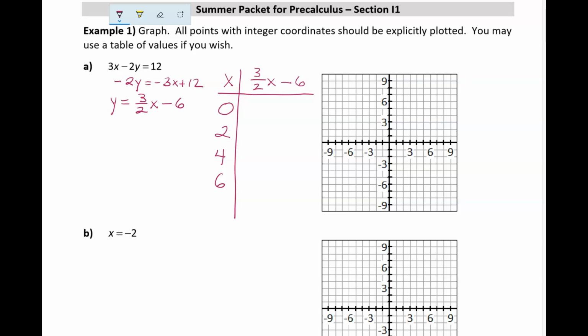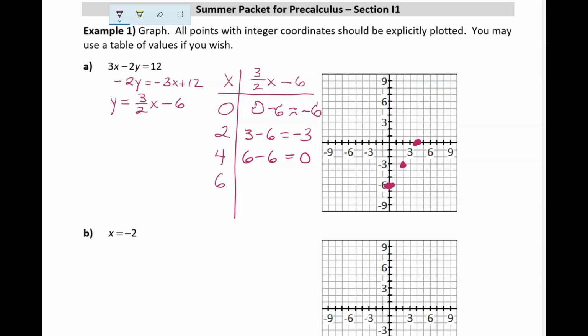So if x is equal to 0, 3/2 times 0 is 0, minus 6 is -6. And so I'm going to graph a point (0, -6). That's the y-intercept, and you may remember the y equals mx plus b form. When x is 2, 3/2 times 2 is 3, minus 6 is -3. So (2, -3). When x is 4, 3/2 times 4 is 3 times 2, or 6, minus 6 is equal to 0. So we have the point (4, 0).